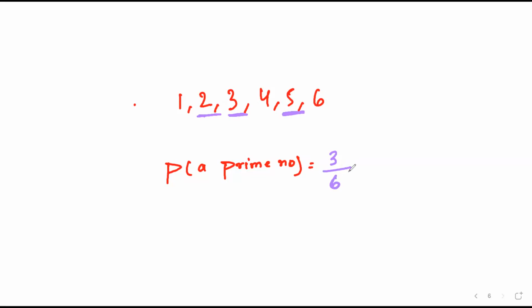So here the concept of probability doesn't matter. Here the concept of identifying prime numbers is important. You must know what a prime number is.